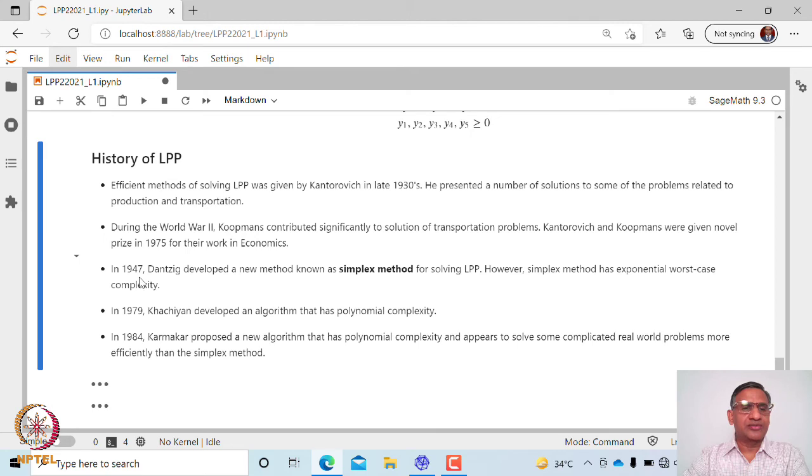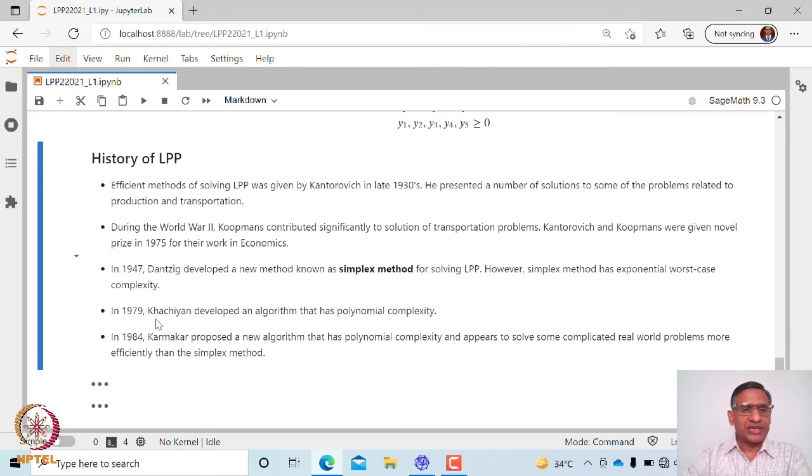That was in 1947. However, this simplex method has exponential worst case complexity. What does it mean? It means that if you increase the number of design variables, the time taken to solve the linear programming problem will increase multifold. There will be an exponential increase. That is what it means by saying this method has exponential worst case complexity.